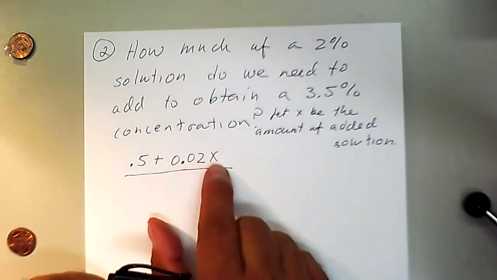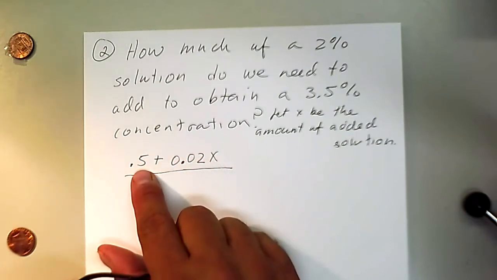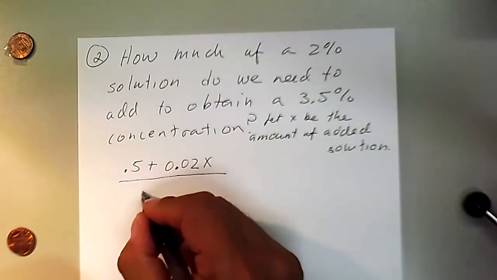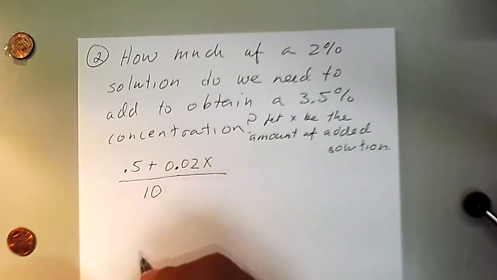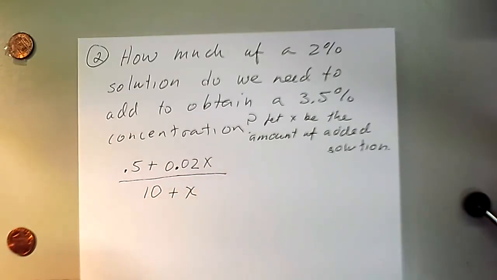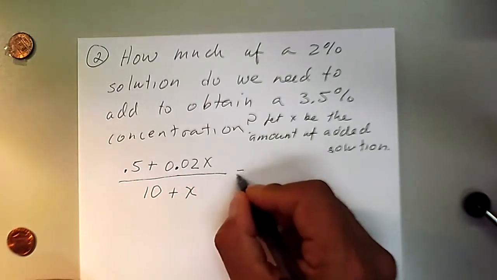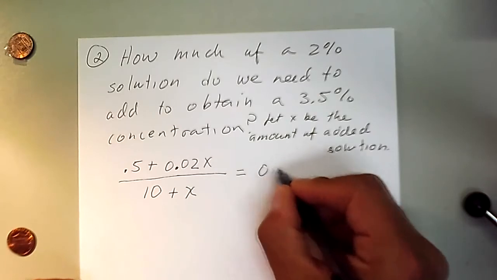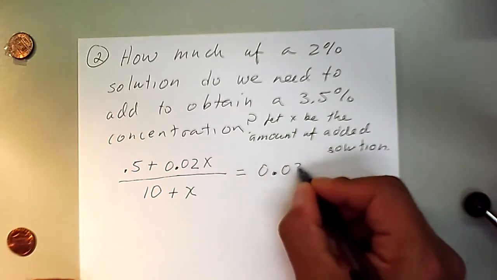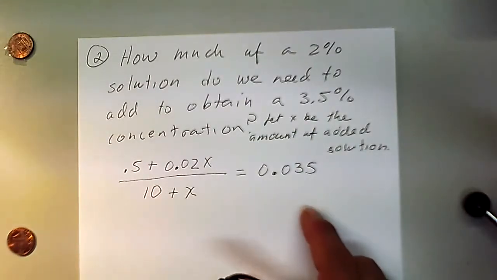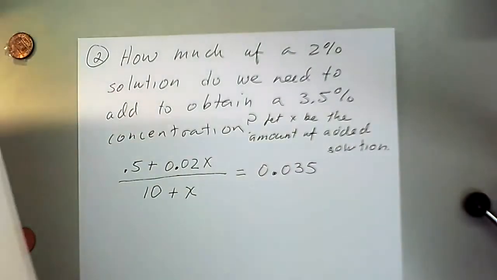So 2% of what we're going to add plus the half a gallon that was there to start with. Now, the solution will be in total the 10 gallons that we start with plus whatever we're adding. There we go. And that should end up with a concentration of 3.5%, which is equivalent to 0.035. That's how we set up the equation. It is always good to compare.